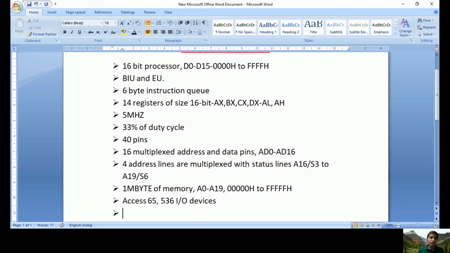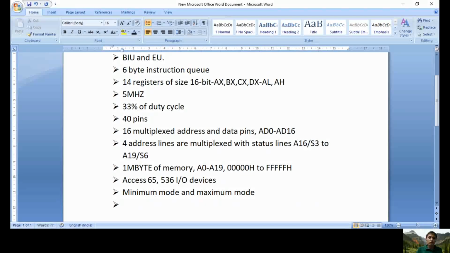Then again, the 8086 operates in 2 modes. One is called minimum mode, and the other is maximum mode. In minimum mode, all control signals are generated by the processor only. For example, if I need pure address lines and pure data lines, I need some control signals. In minimum mode, all those signals are generated by the processor.